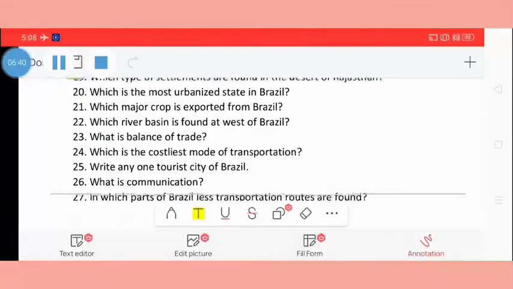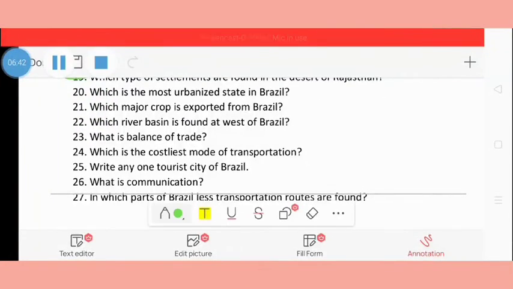Next, 20th number question. Which is the most urbanized state in Brazil? So the most urbanized state in Brazil is Sao Paulo. Sao Paulo is the most urbanized state in Brazil.